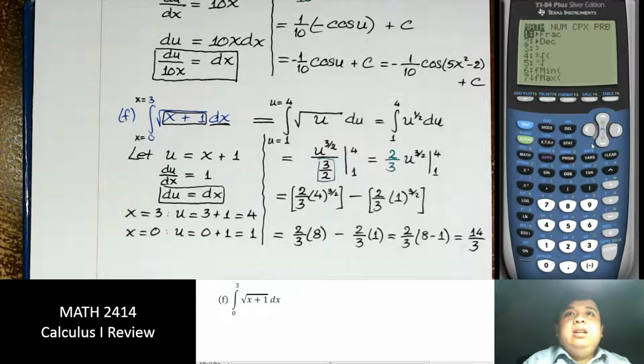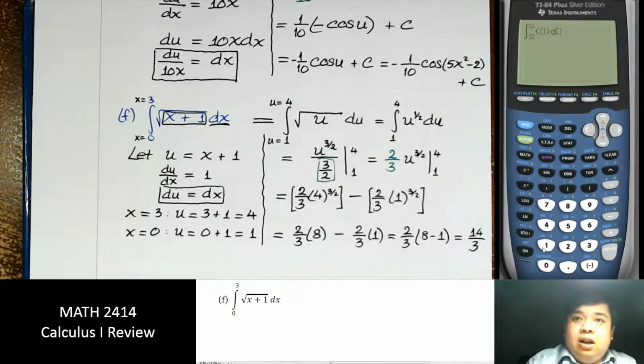Hit math, and then go down to option 0. Sorry, option 9. So math, and then number 9. Pull from 0 to 3. Square root of x plus 1.